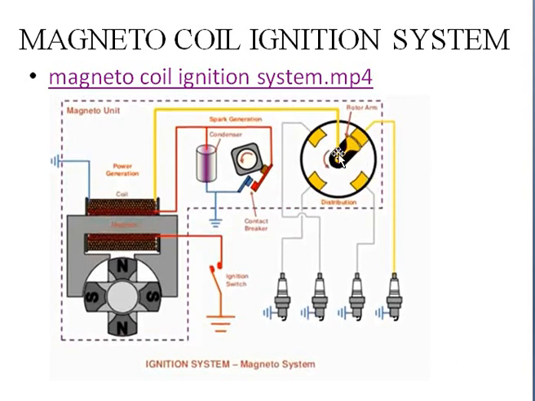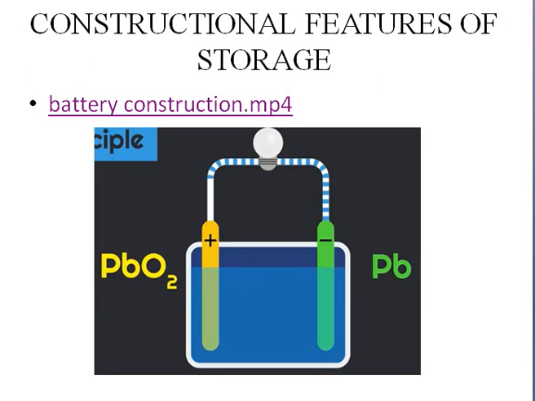So now depending on the position of the camshaft, this rotor arm will take its position and ignite the spark plugs. Here also you have both positive and negative electrodes, and because of ionized gas passing through the spark plugs, the ignition will take place. This is about the magneto-coil ignition system.